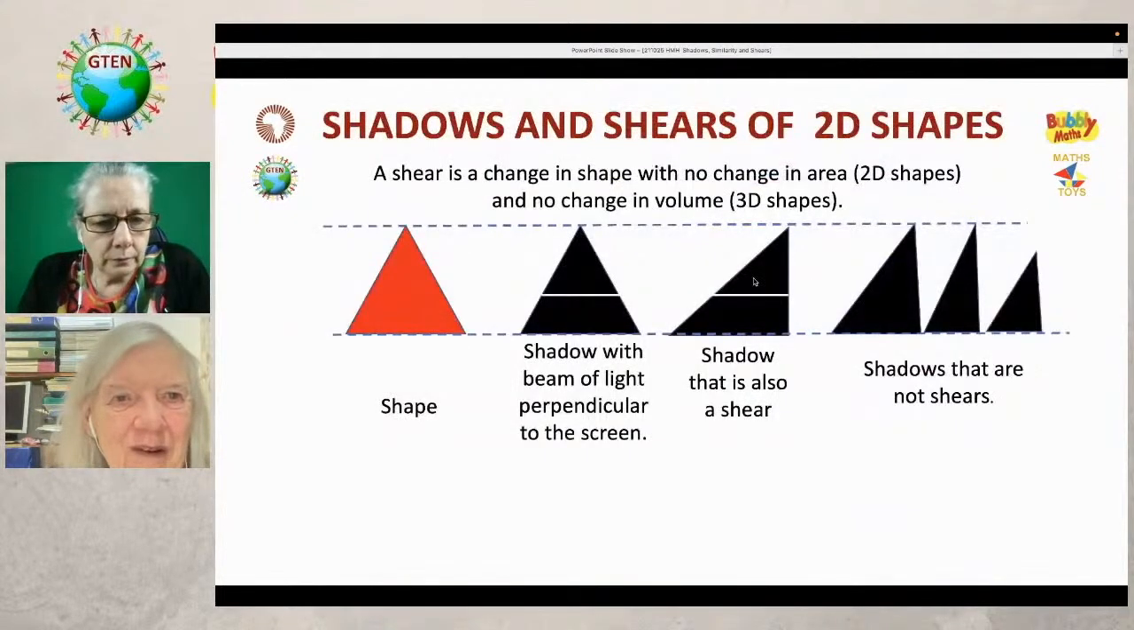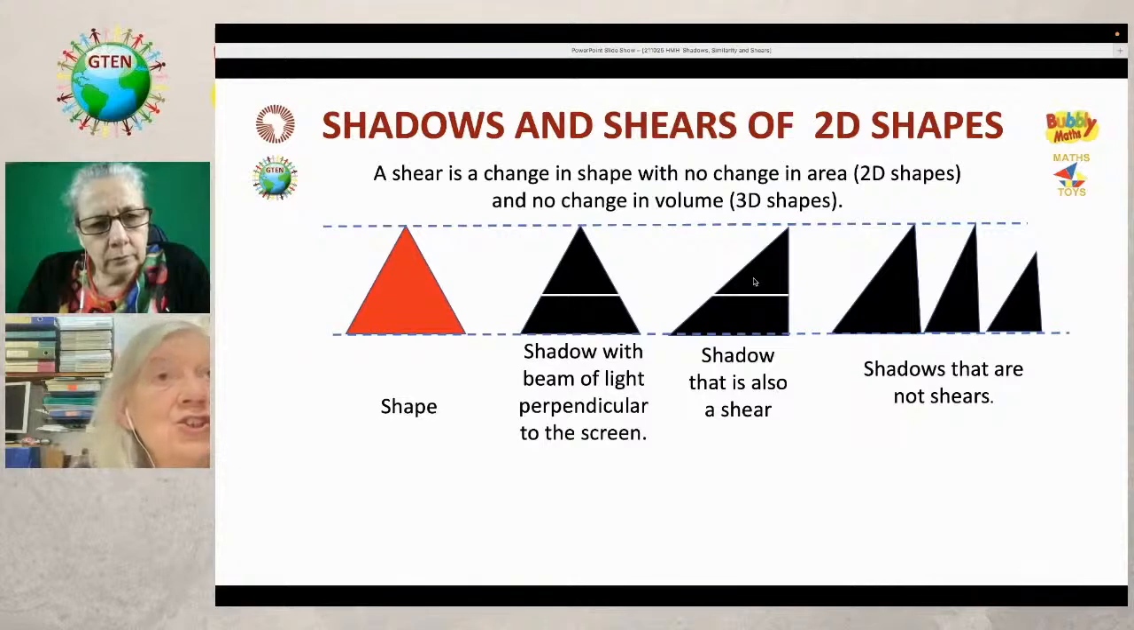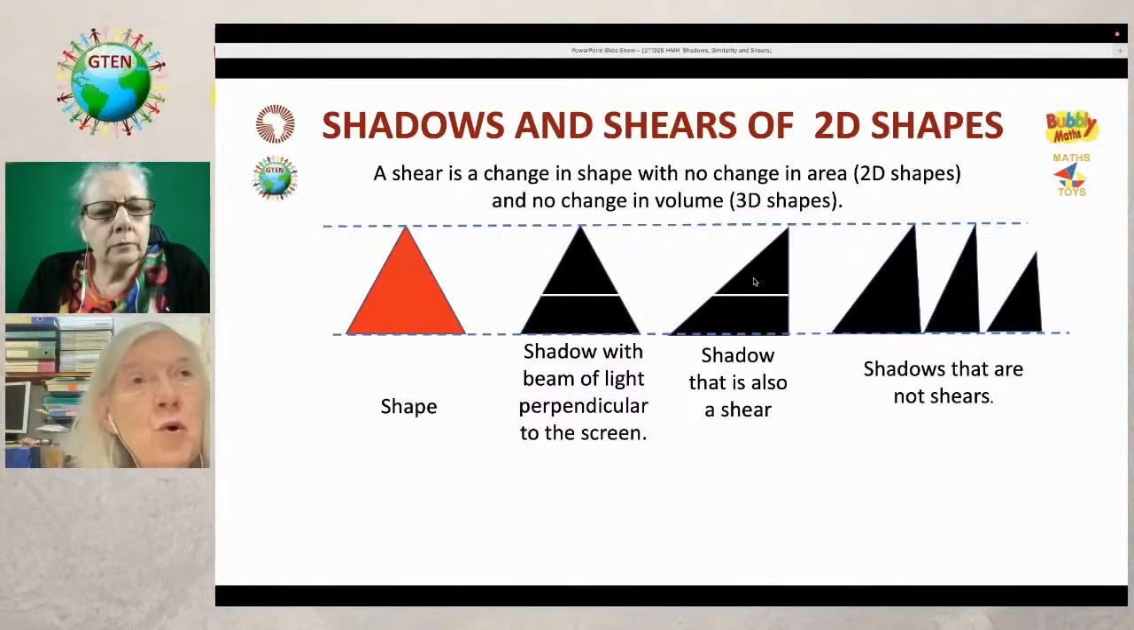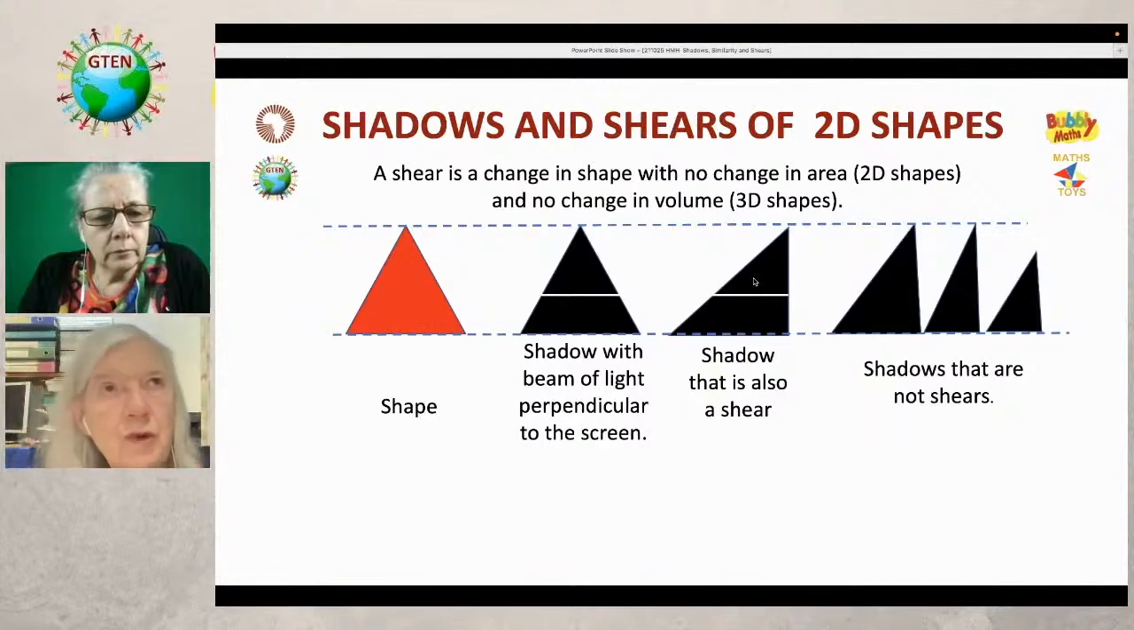Okay. Now here we're going to think about shears. Now this is a very important topic, because if you imagine a skyscraper, it shears. It actually moves. If there's a high wind, it moves ever so slightly, and the direction of the wind makes the whole skyscraper move a little bit, and that is a shear. Now it doesn't change its volume. And when the wind dies down, it will go vertical again, and it's so slight that nobody notices the difference.